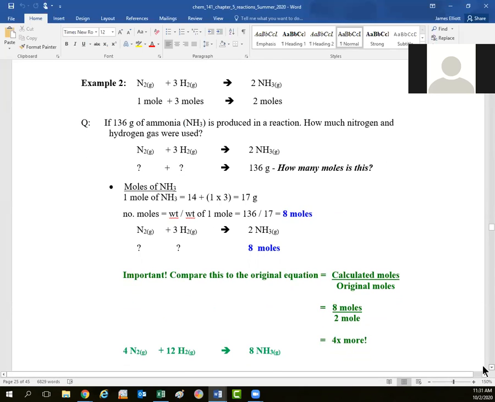So looking at the next one with the nitrogen reacting with hydrogen to produce ammonia, NH3. This is a very important industrial process. It's a billion-dollar industry making ammonia, which is often used by farmers around the country as a main fertilizer. Let's see, so if we had 136 grams of ammonia, so we're being told how much of the product has been produced this time. If it's 136 grams produced, how much nitrogen and hydrogen were used to produce that amount?